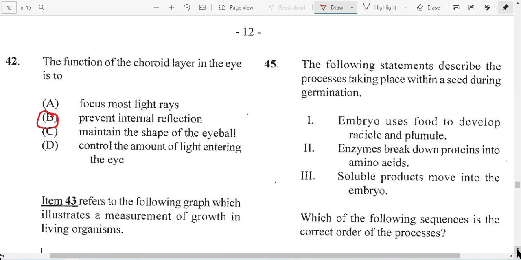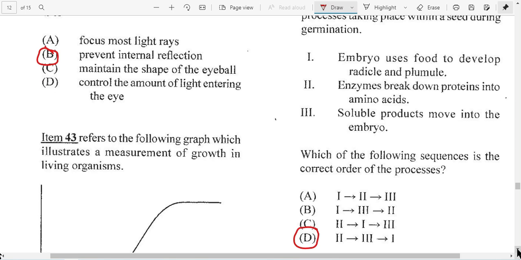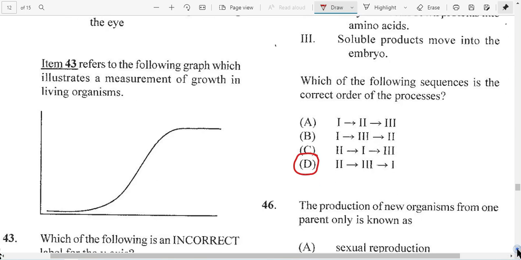For 42, the function of a choroid layer in the eye is the choroid is going to feed the eye and it's going to prevent internal reflection. Now, focus light on the lens, focus most of the light rays? No, that is going to be the lens. Prevent internal reflection, yeah, B is going to be your answer there. No, B is going to be the answer.